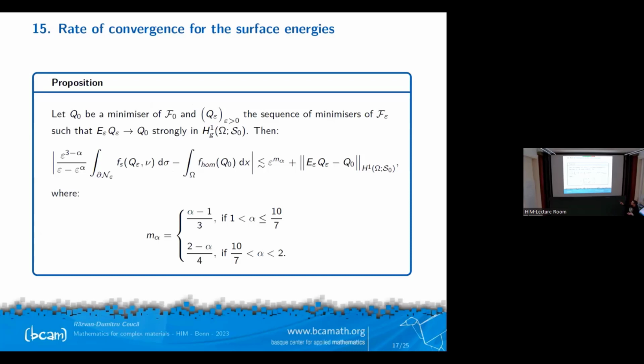So this is the surface energy interaction converging to the homogenized effect, and this is the H1 norm of the minimizers converging to the other minimizer, and this epsilon is raised to the power M alpha, where M alpha is essentially the minimum between those two fractions.